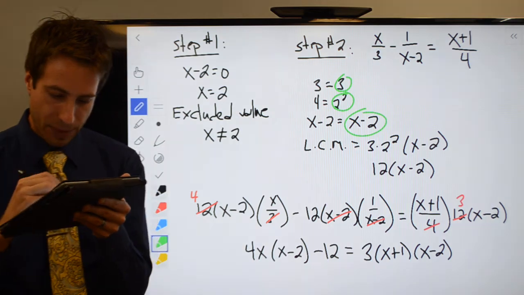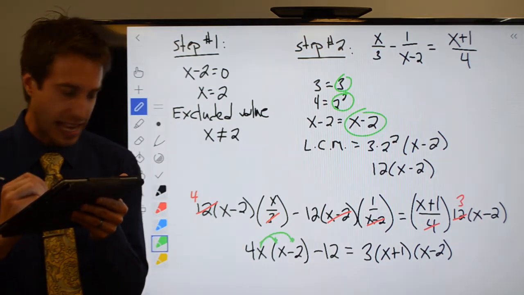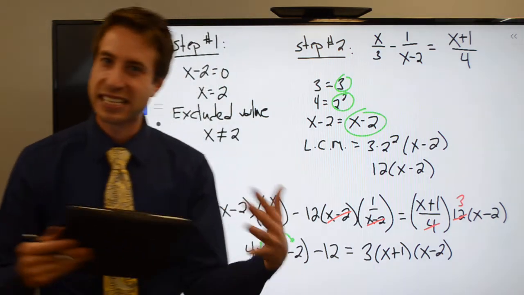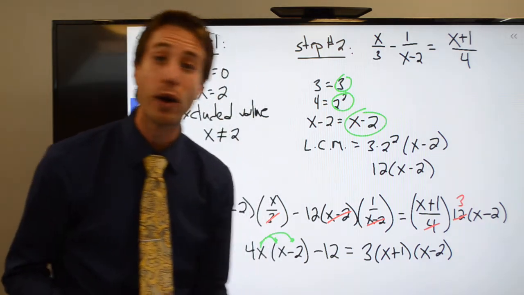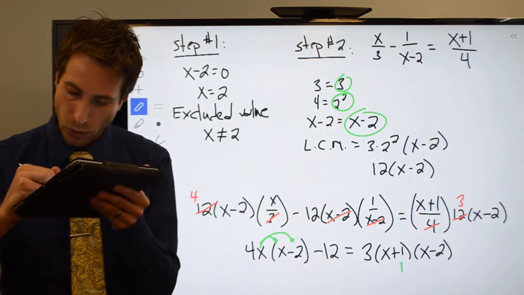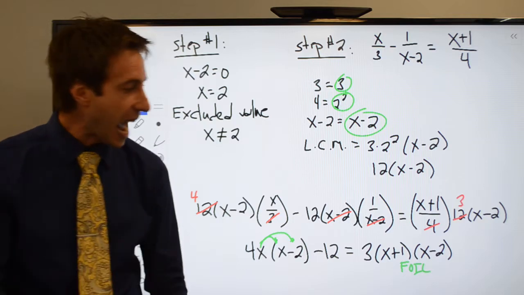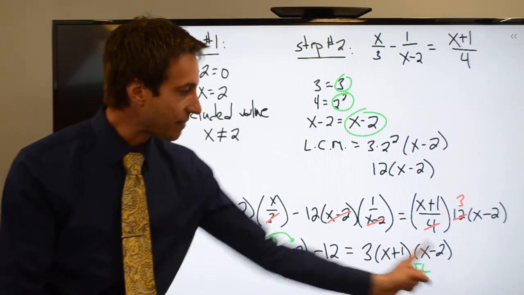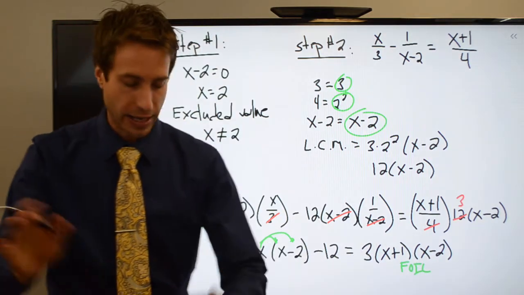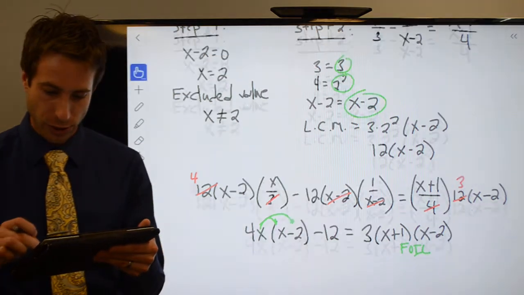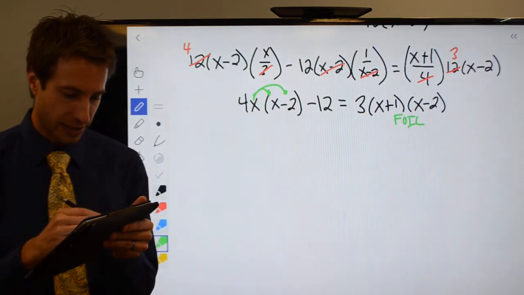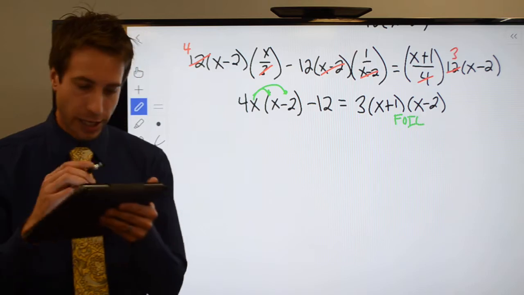What's going to wind up happening here is I'll distribute the 4x. That's awesome. But over here on this side, guys, there's no way to avoid it. You'll need to FOIL those binomials. So we'll have to FOIL these guys. And then after I've FOILed those binomials, I'll have to distribute the 3. All right, so here we go.